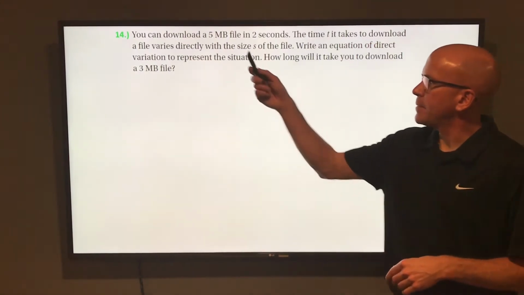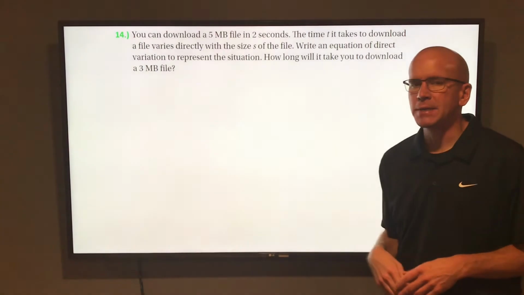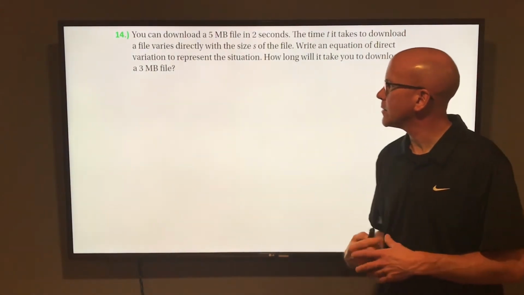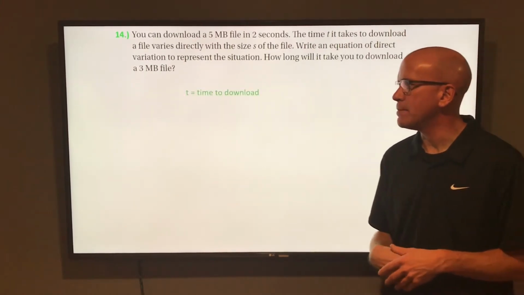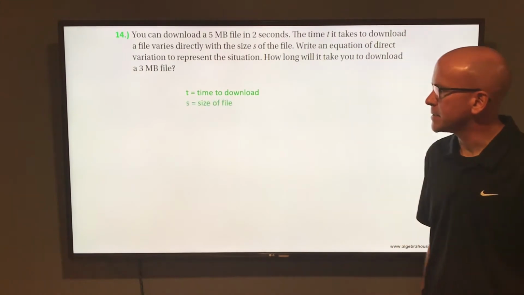You can download a 5 megabyte file in 2 seconds. The time T it takes to download a file varies directly with the size S of the file. Write an equation of direct variation to represent this situation, then how long will it take you to download a 3 megabyte file? We'll simply let t equal the time to download, and then s would be the size of the file.